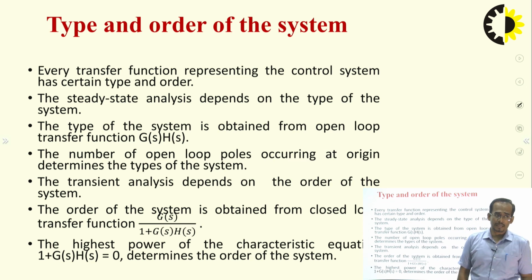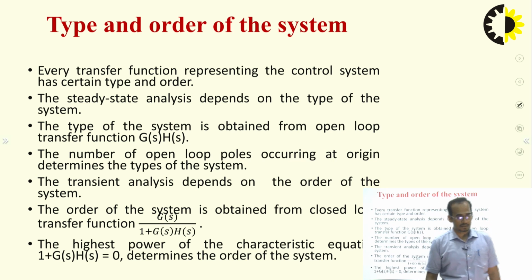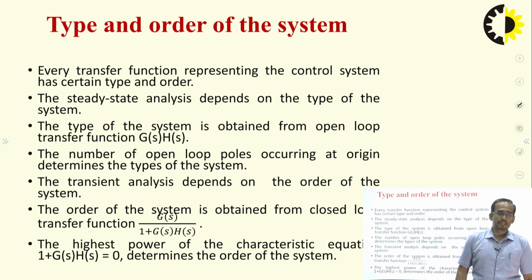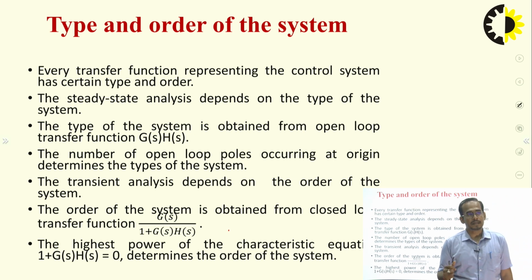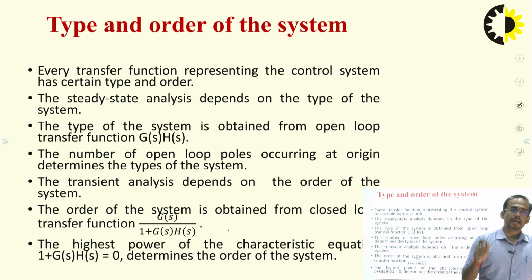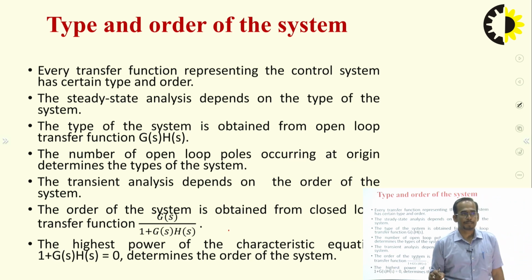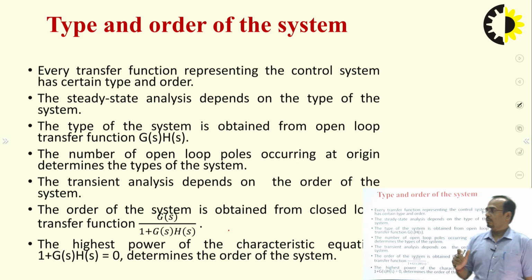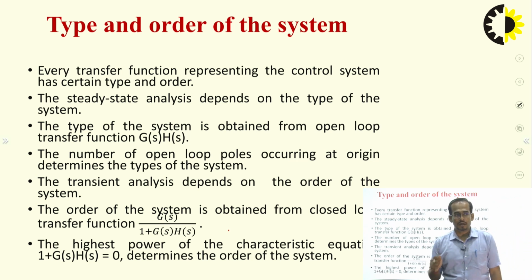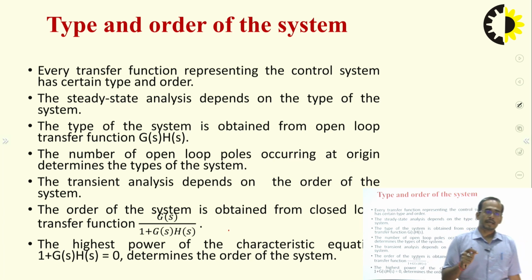The number of open loop poles occurring at origin determines the type of the system. The transient analysis depends on the order of the system, and the order of the system is obtained from the closed loop transfer function. As I have already told you, the type of the system is obtained from the open loop transfer function, and the number of open loop poles occurring at origin will give the information about the type of the system, and the order of the system can be found from the characteristic equation.